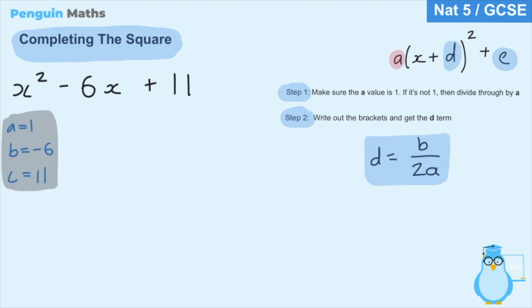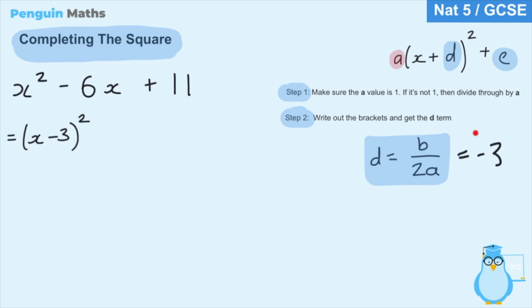And because our b term is minus 6 and the a term is just 1, that means d is equal to minus 6 divided by 2 times 1, which is just minus 6 divided by 2, and that would equal minus 3. And now, since we have this d term, that means we can fill out the brackets which we have up here. Because d is minus 3, we can write out in the brackets x minus 3 all squared.